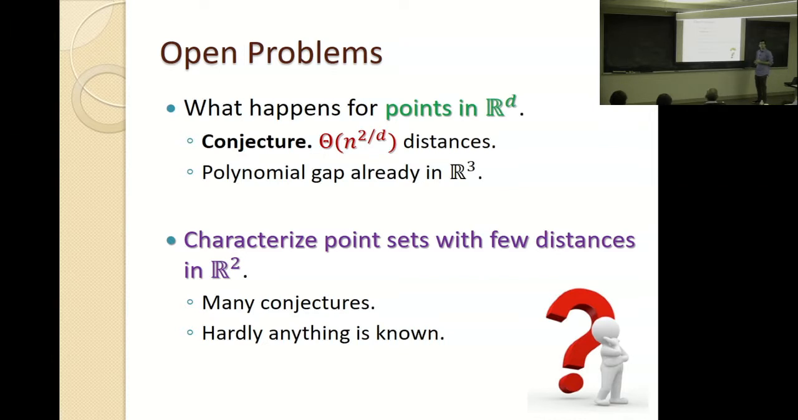What happens if you have n points in a d-dimensional space? What's the minimum number of distinct distances you can have? And you can easily show that there's a set of n points in d-dimensional space with n to the 2 over d distinct distances. Again, a section of an integer lattice. And this is conjectured to be tight, but now there's still a polynomial gap. Even in 3 dimensions, we still don't know.